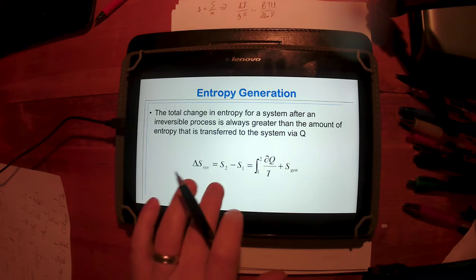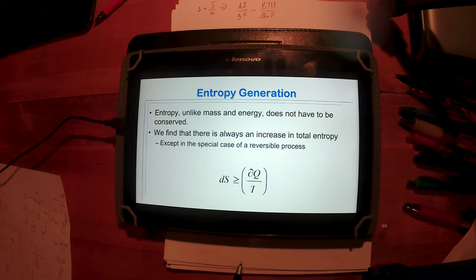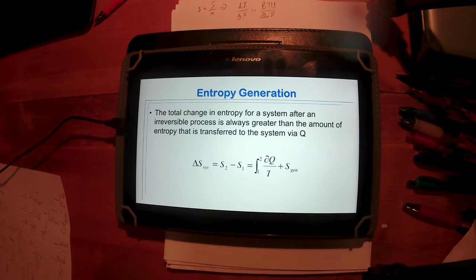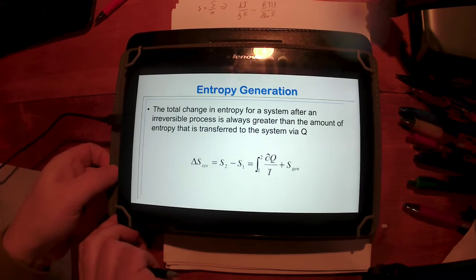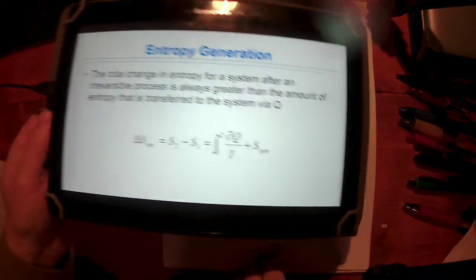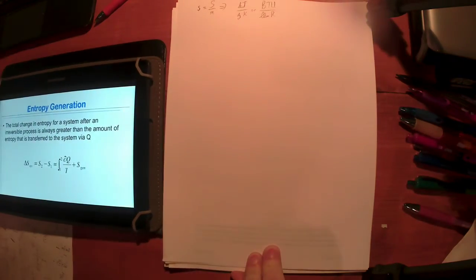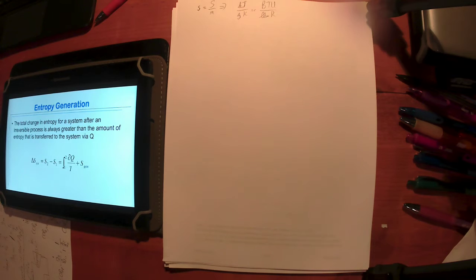Now, again, this is the purest form of the second law. This is the form of the second law that we will use most of the time. So this is the entropy change for a system after an irreversible process, or after any process, honestly. It could be reversible in this form.